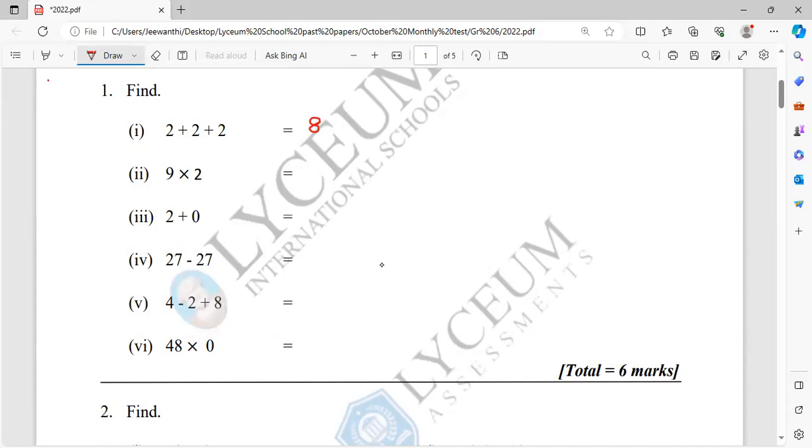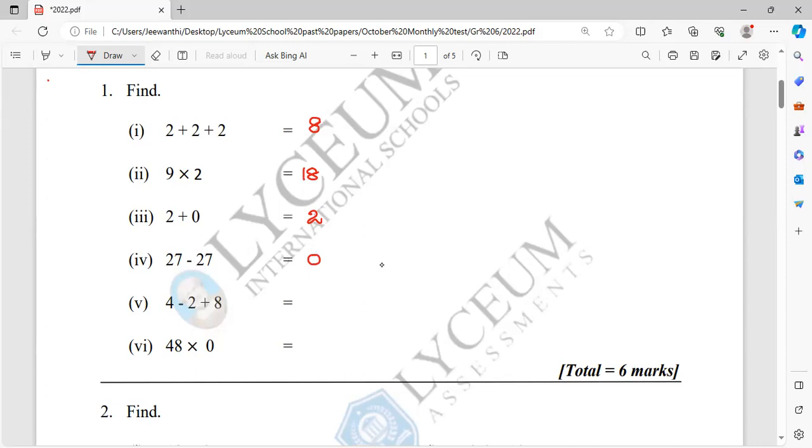9 times 2, the answer is 18. And 2 plus 0: you have 2 apples and you are adding nothing, so the same 2 apples are with you. The answer is 2. Then you have 27 pens and you are taking away 27 pens. How many pens do you have now? Nothing. So 0: 27 subtract 27, take away 27.